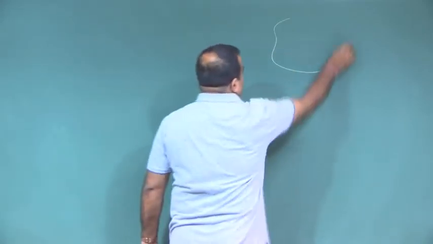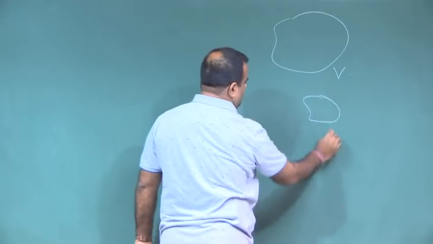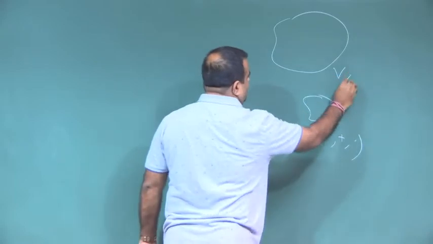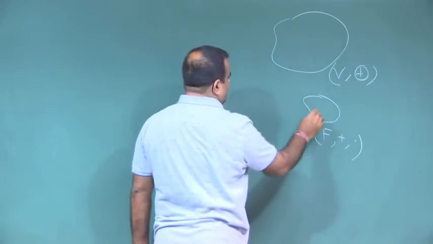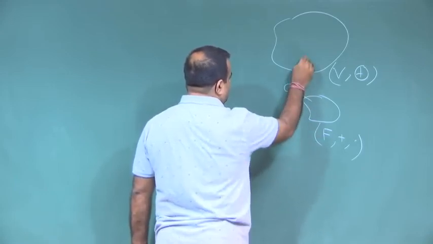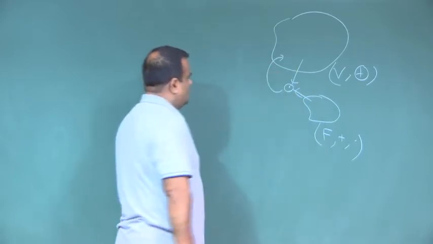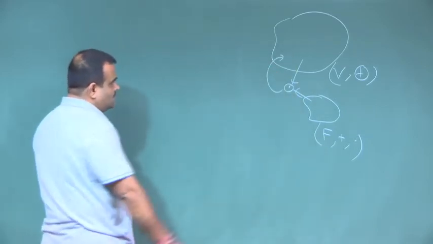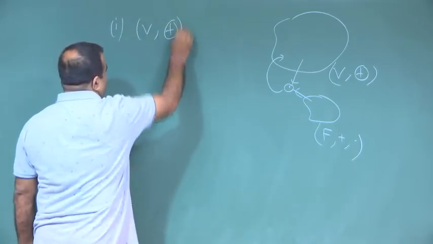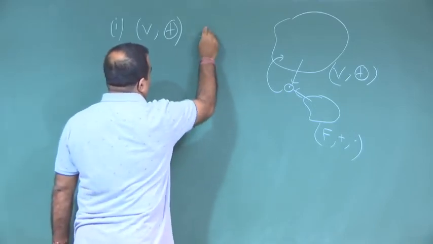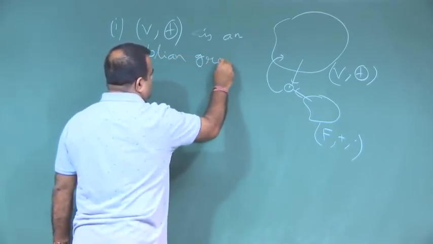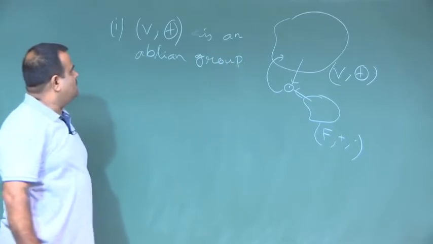So let us just draw the picture. This is our V, this is our F, and in V we have two operators. We have vector addition, and we have another operator which takes one element from here, another element from here, and gives another element of V. So, the first one is that this must be an abelian group, a commutative group. This is the condition for V to be a vector space over F.